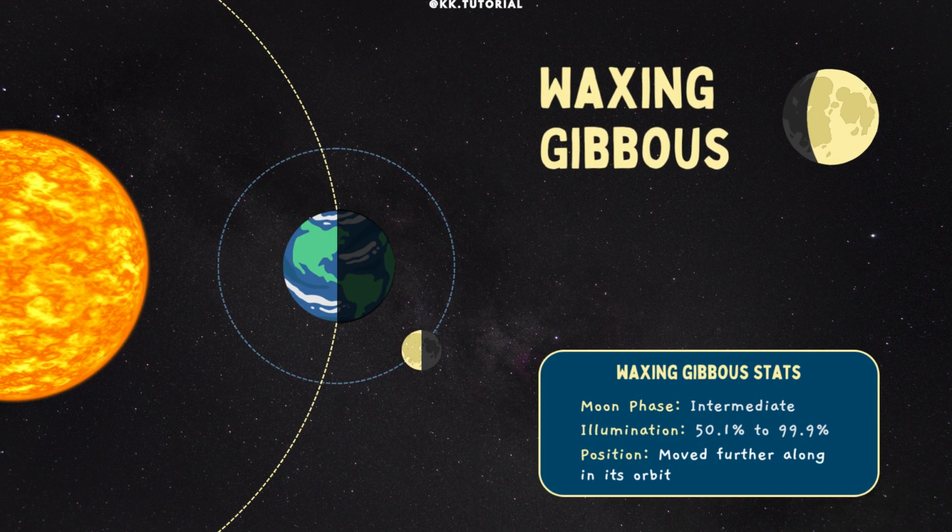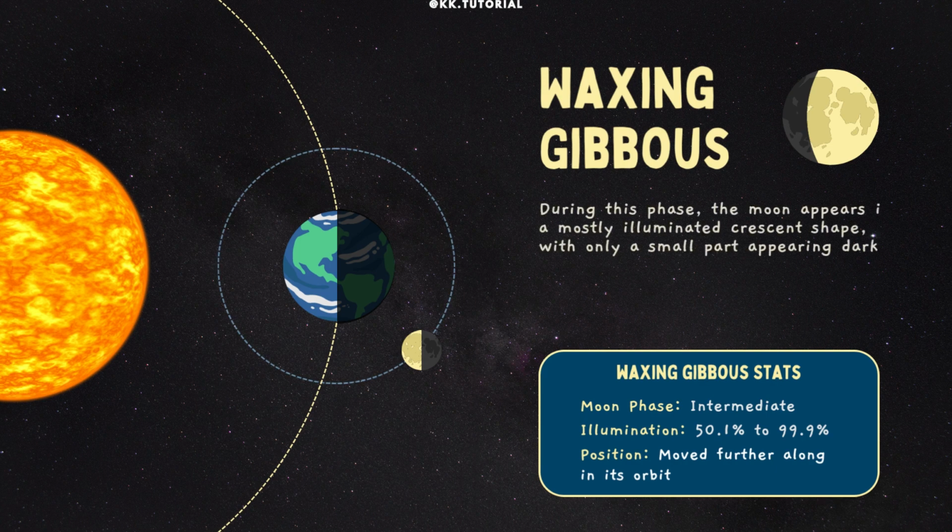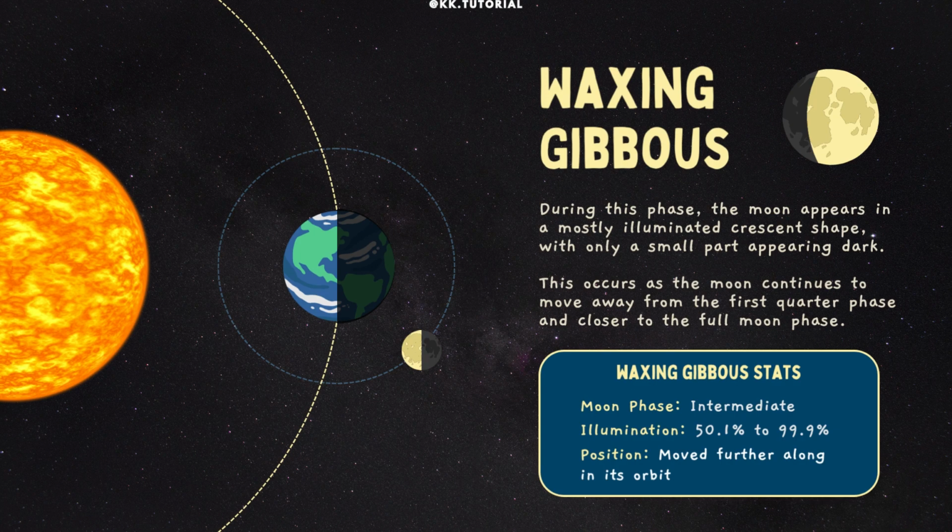Waxing gibbous. This is the fourth phase where waxing means growing large and gibbous means shape, thus the growing shape. During this phase, the moon appears in a mostly illuminated crescent shape, with only a small part appearing dark. This occurs as the moon continues to move away from the first quarter phase and closer to the full moon phase.